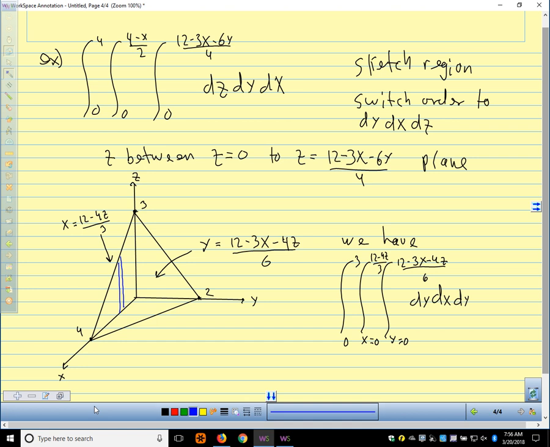All right, questions there? How do we get that? Did you just solve it for x? Yeah, I just substituted y equals 0 and solved for x. Because in the xz plane, y equals 0. Cool.